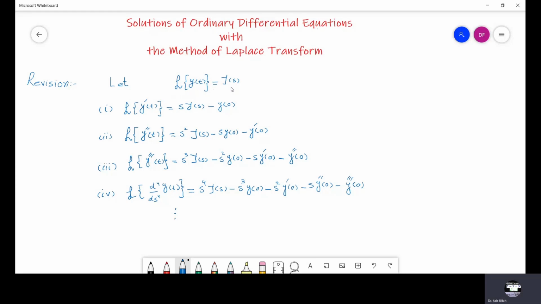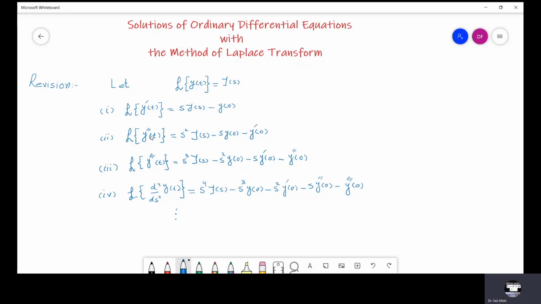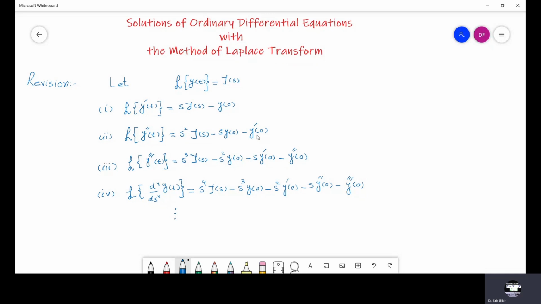And we have proved in the previous lecture that Laplace transform of y dash of t is equal to s y of s minus y of 0. Laplace transform of y double dash of t is equal to s square y of s minus s y of 0 minus y dash of 0. So the second formula is obtained by just multiplying this with s and then subtracting y dash of 0.